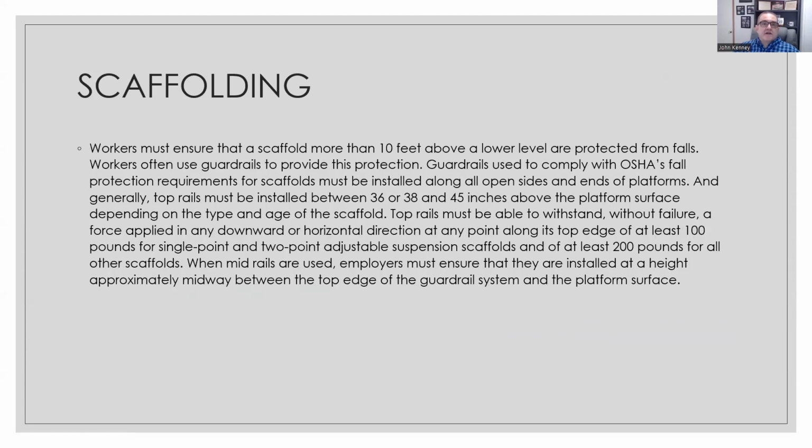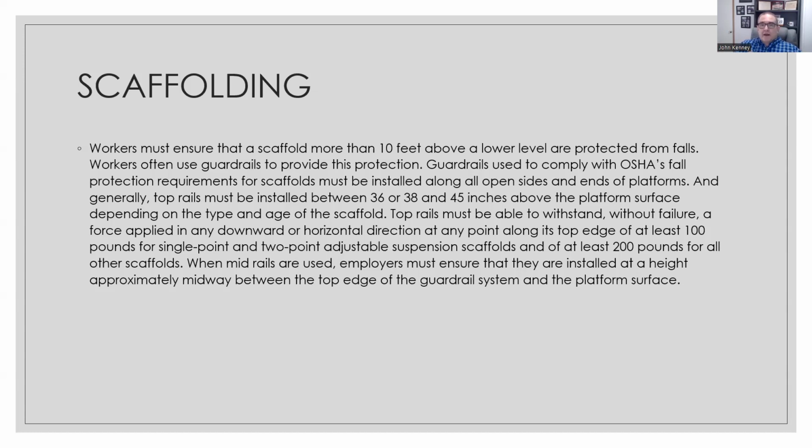Workers must ensure the scaffold is more than 10 feet above the lower level or protected from falls. Workers often use guardrails to provide this protection. Guardrails used to comply with OSHA's fall protection requirements for scaffolds must be installed along all open sides and ends of the platforms. Generally, the top rails must be installed between 36 or 38 and 45 inches above the platform surface, depending on the type and age of the scaffold.